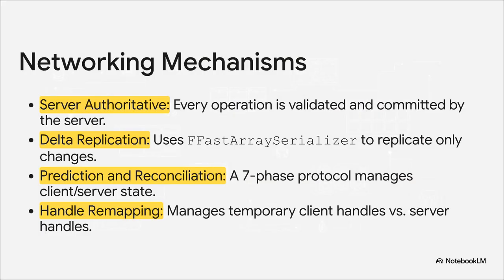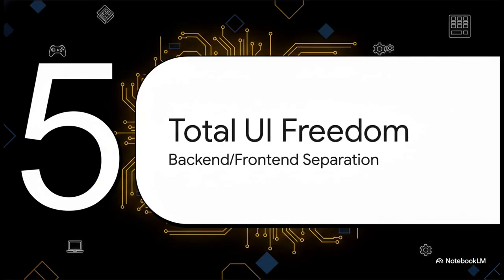And making all this happen is a really sophisticated networking layer. It's strictly server authoritative, no exceptions. It uses Unreal's fast array system to only replicate the data that has actually changed, which is super efficient. And it has a formal 7-step process for sorting out any differences between what the client predicted and what the server says is true.